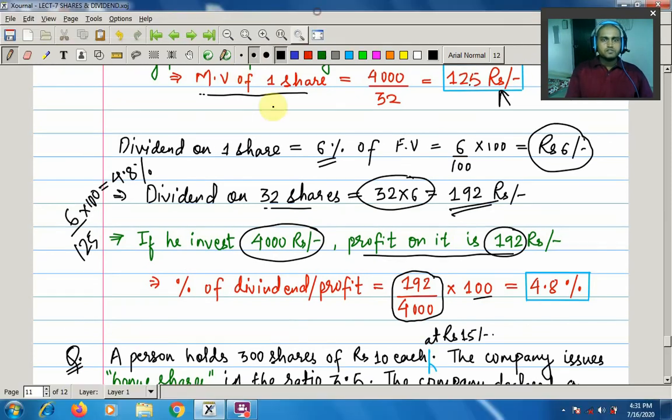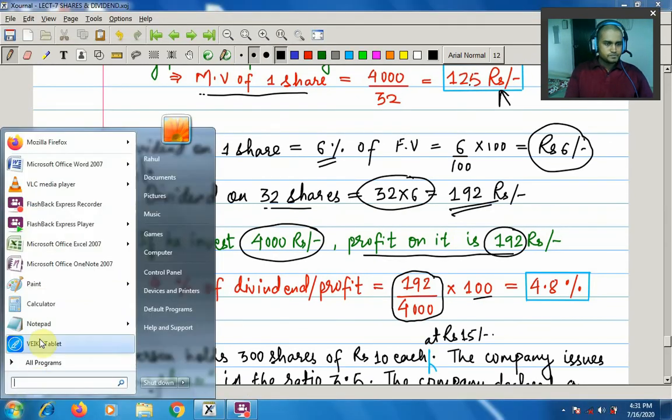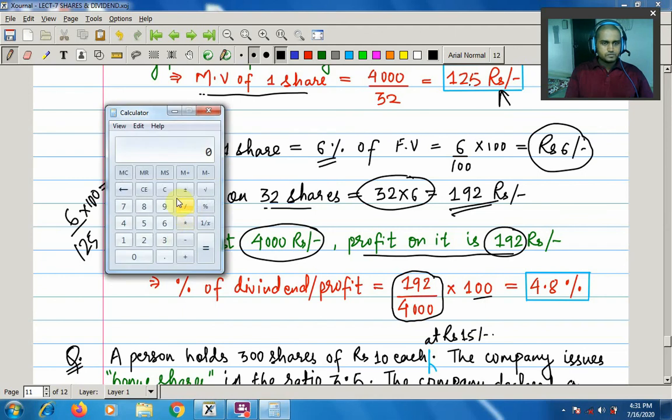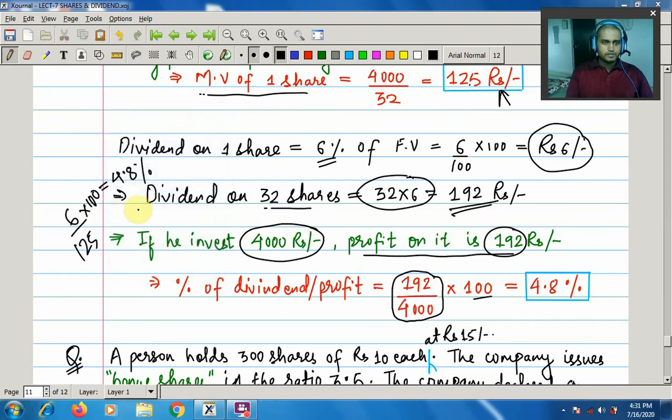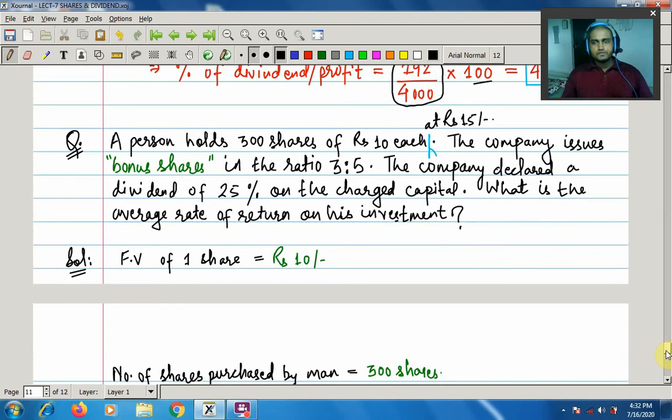So let's confirm this. 6 divided by 125, yes, into 100 is 4.8. So whether you can do this formula for one share or the total investment, or the total dividend and the total invested amount. So let's see this question.